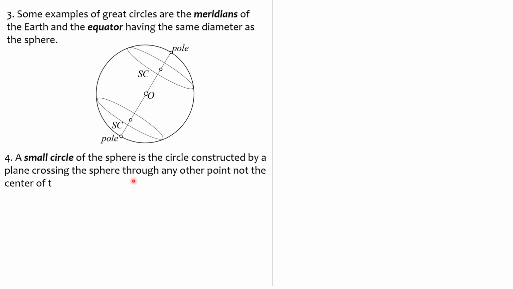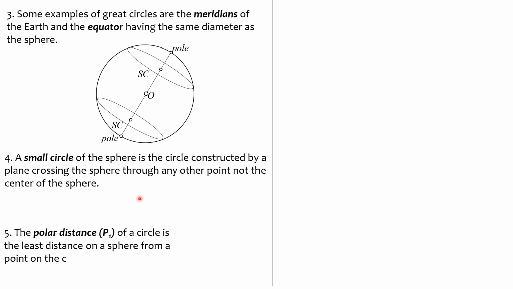Then the polar distance, which is denoted by capital P sub 1. The polar distance P sub 1 of a circle is the least distance on a sphere from a point on the circle to its pole. So that's the polar distance, the least distance on a sphere from a point on the circle to its pole. So the nearest pole, of course, because that's the least distance.